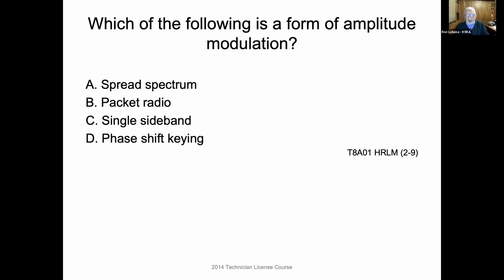Which of the following is a form of amplitude modulation? Now, we've only talked about one of these here, so the rest of them you can throw away. I say single side, I say C. Single sideband, that is the right answer.